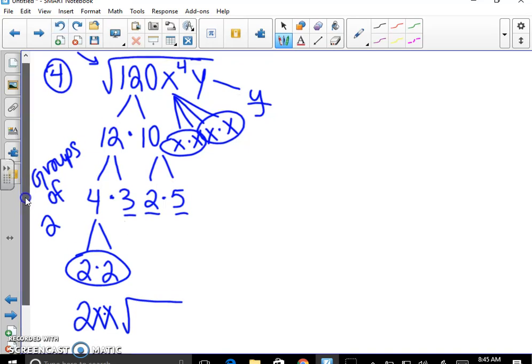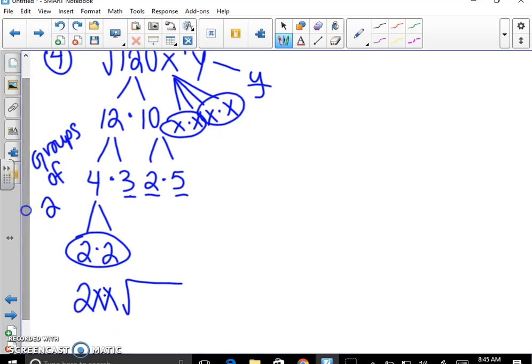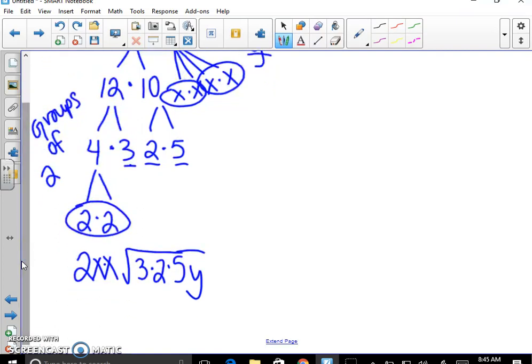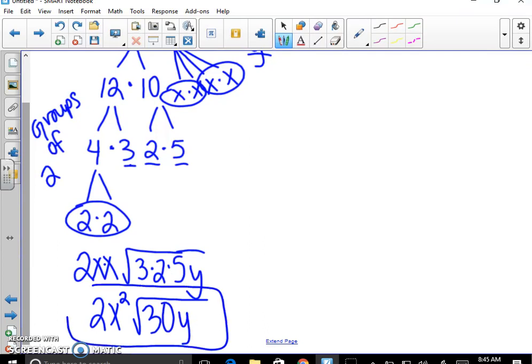So let's see what we have. I'm going to scoot this down a little bit. We've got 3 times 2 times 5, and then we have a remaining y. This doesn't look very nice. We need to simplify this. This becomes 2x squared. 3 times 2 is 6 times 5 is 30. Y. So our final answer is 2x squared square root 30y.